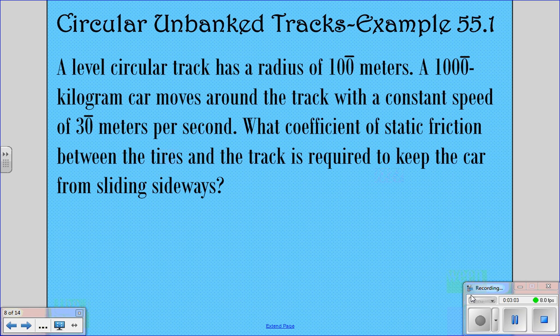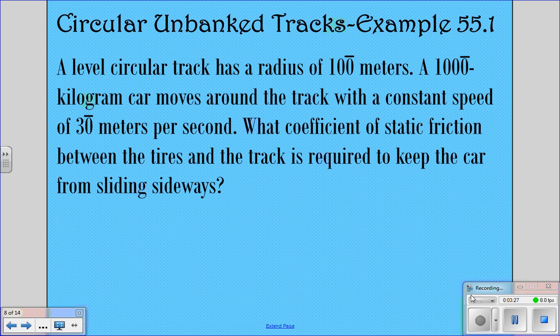A level circular track has a radius of 100 meters. A 1,000 kilogram car moves around the track with a constant speed of 30 meters per second. What coefficient of static friction between the tires and the track is required to keep the car from sliding sideways?